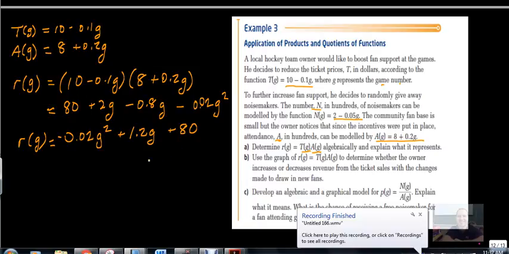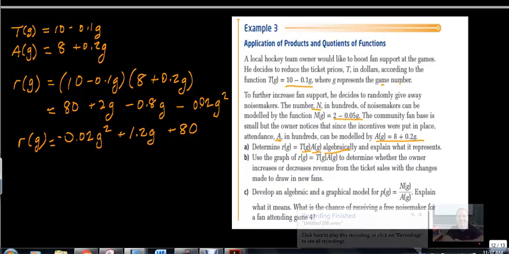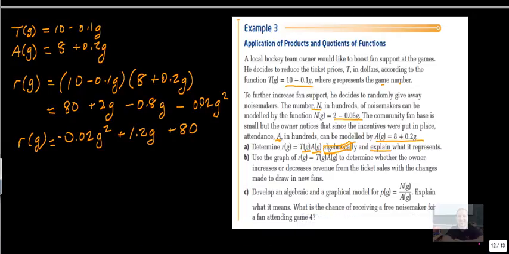Okay? So if the R function looks like this, then we've determined it algebraically. Good, check. And explain what it represents. Any ideas? What does this represent? We're multiplying the ticket prices by the attendance. So what do you get when you multiply price per ticket times the number of people? Yeah, profit. Or little r, a little hint there, for revenue, right? Yes, okay. So it represents the revenue.